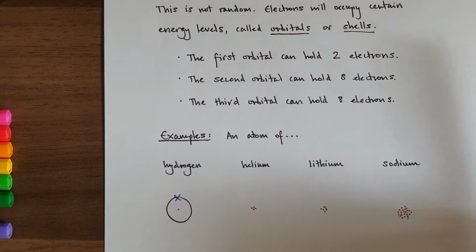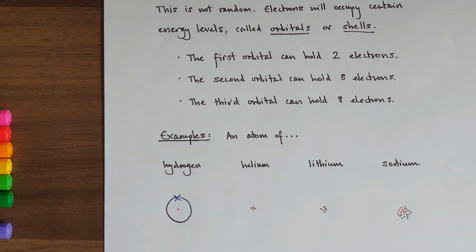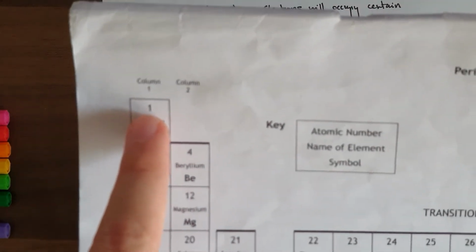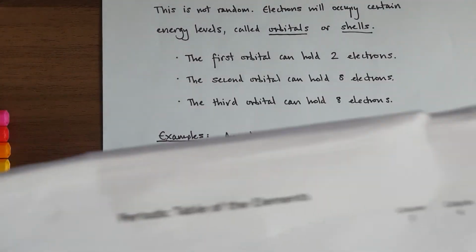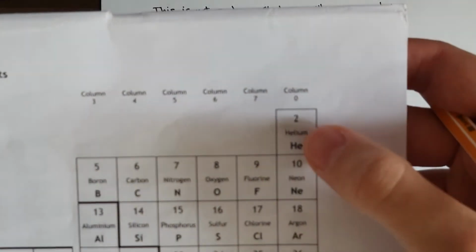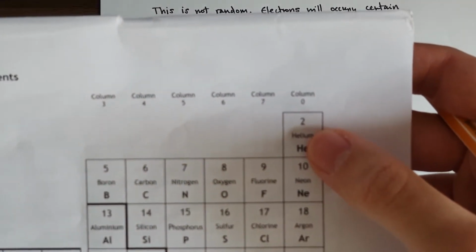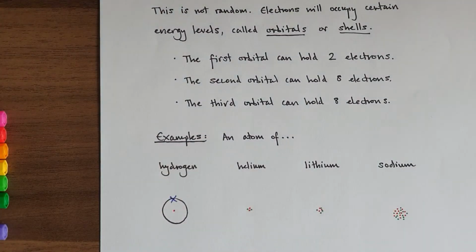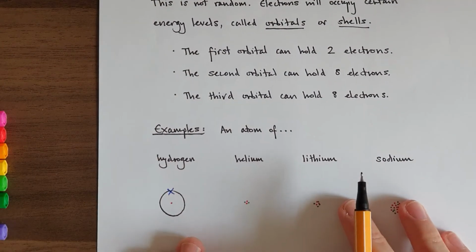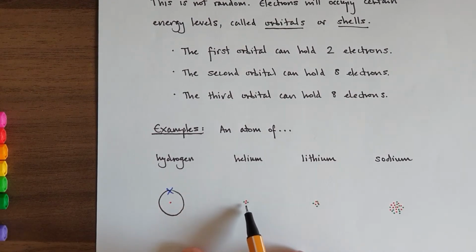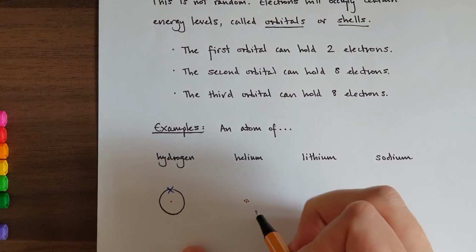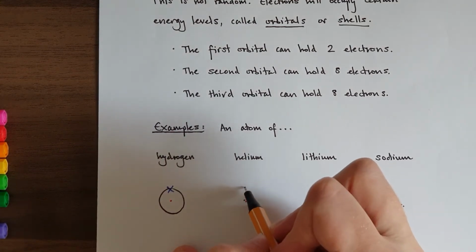If I move along the periodic table, I'll just show you my periodic table here. I've started at hydrogen, and now I'm going to move right along to helium, which has an atomic number of 2. So that means 2 protons, 2 electrons. So again, here is my nucleus. It has 2 protons. This time it's got 2 neutrons as well. I'm going to ignore them for the time being. They don't really matter just now.